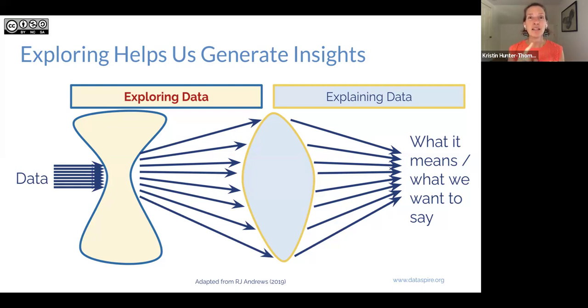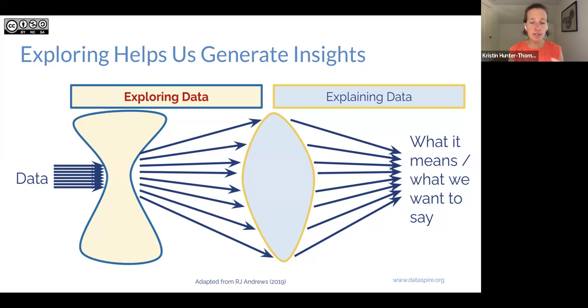And data needs to be a part of that. So how do we round peg square hole this? How do we find space in the curriculum in our teacher prep programs for these opportunities for more exposure to and conversations, discussions about data?